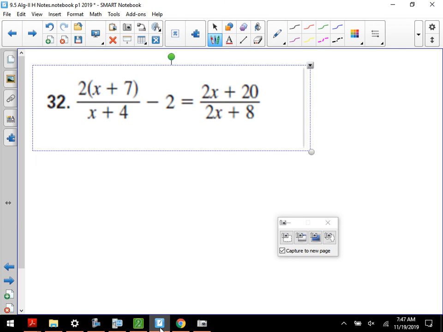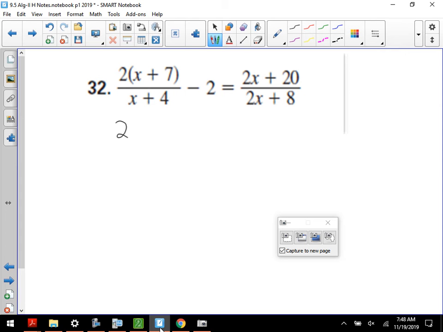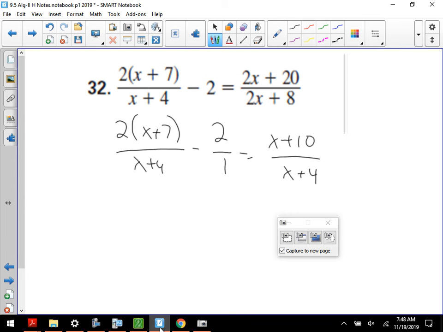And you start looking at what you can do. You should have recognized right off the bat that the fraction on the right can be simplified out by 2's. Are we okay with that? Yes. So as you wrote it down, you should have written it down as 2x plus 7 over x plus 4 minus 2 over 1 is x plus 10 over x plus 4.